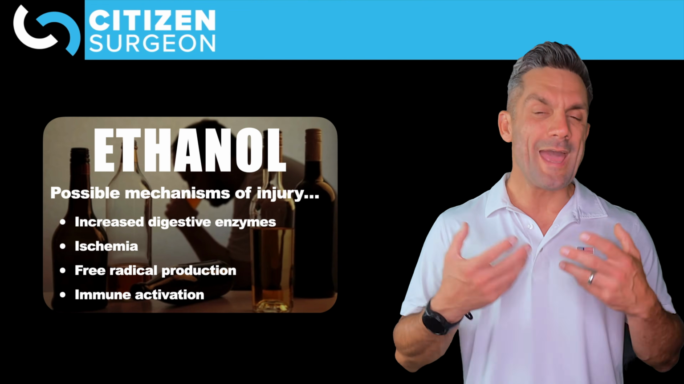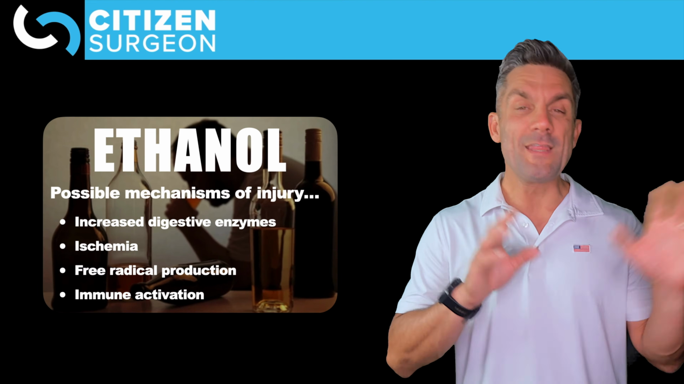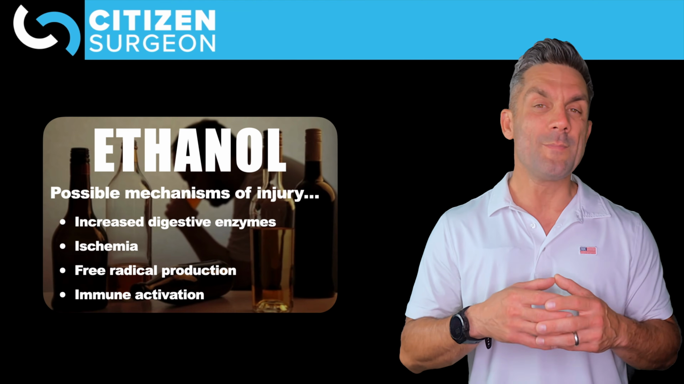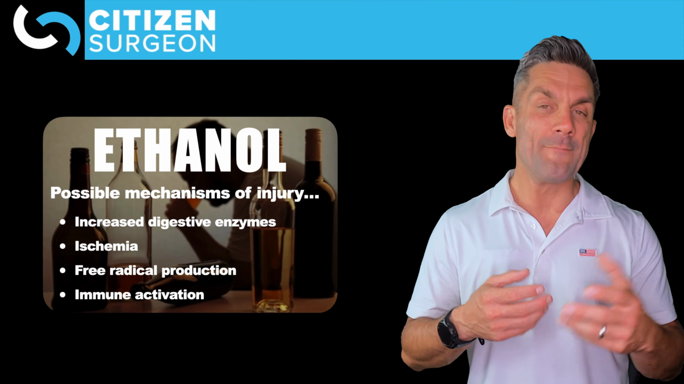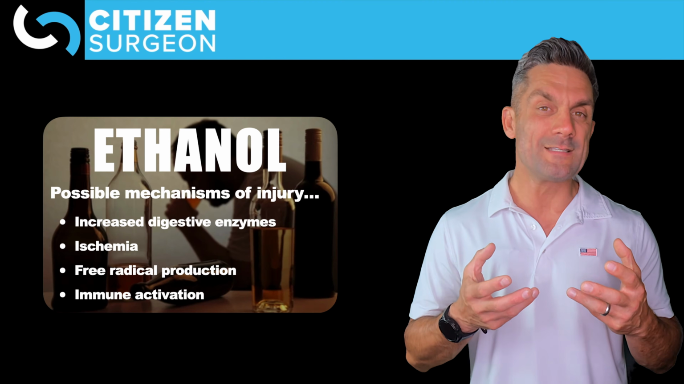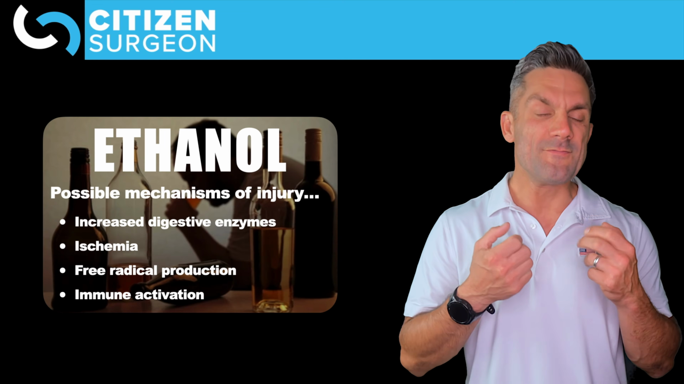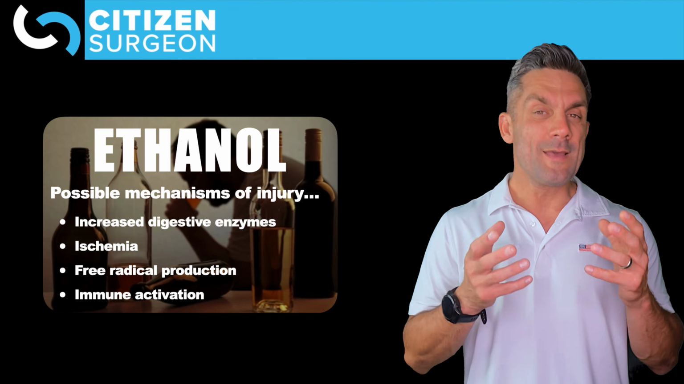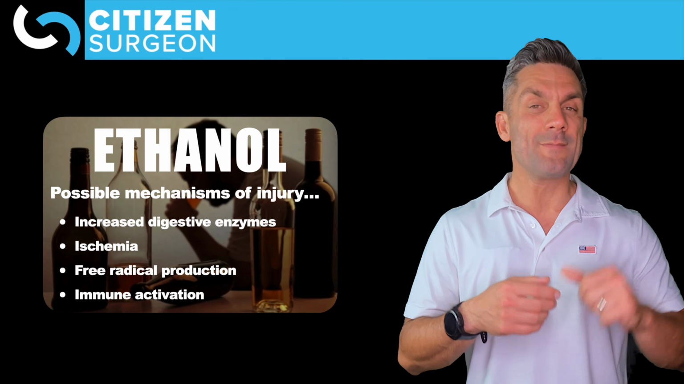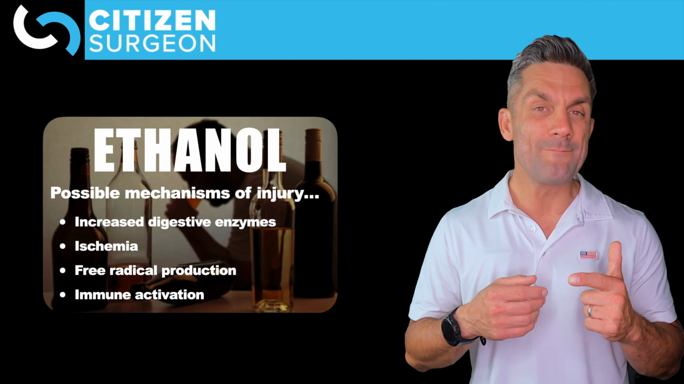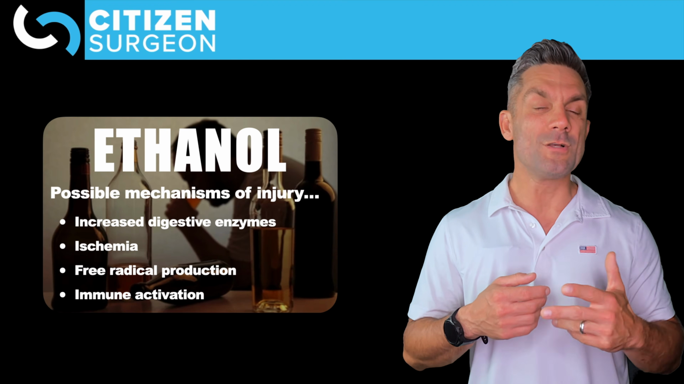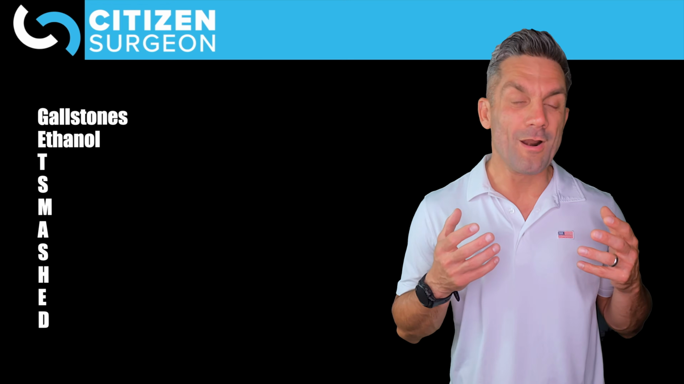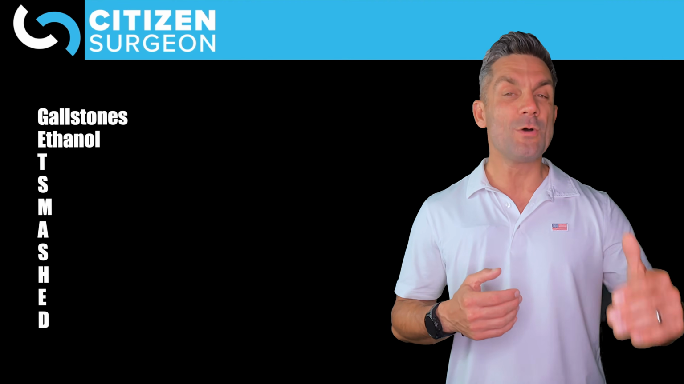And finally, immune activation. In that first video I did, on the metabolic response to injury, we talked about immune activation. That would be your interleukin-6 and TNF alpha, these pro-inflammatory cytokines, which are going to accelerate this vicious cycle of inflammation within the pancreas. So why does alcohol cause pancreatitis? It releases digestive enzymes, it causes vasoconstriction and ischemia, it causes free radical production, and it is pro-inflammatory. And if we go back to our diagram of our acronym, GET SMASHED, we have gallstones and ethanol.